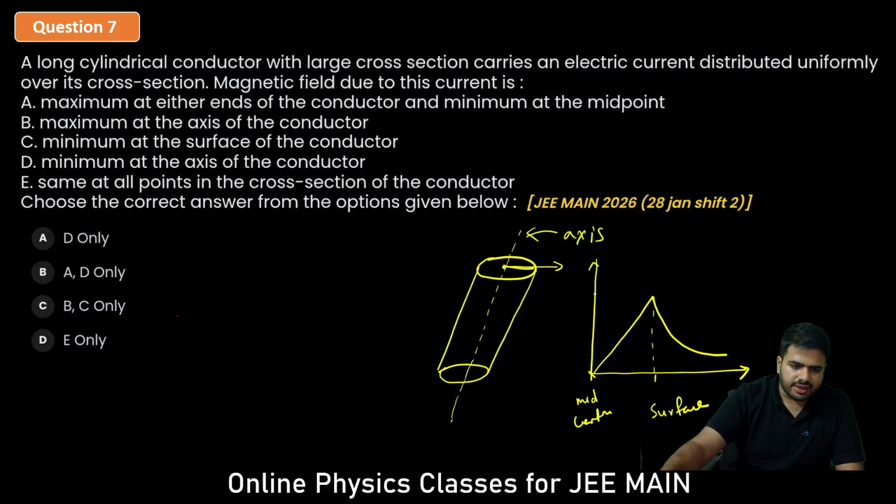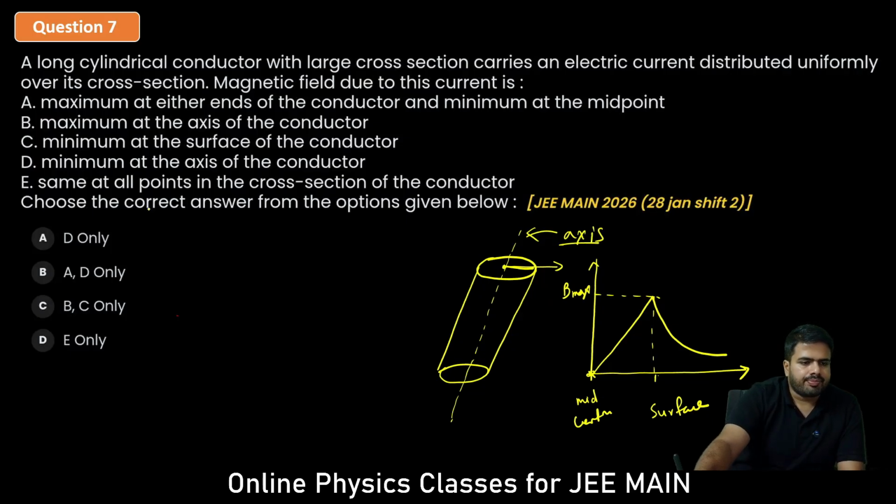So where are we getting the magnetic field maximum? We get the maximum at the surface, and the minimum magnetic field at the axis. If you see the options, the first option says maximum at either end. This is not correct. Maximum at the axis of the conductor is also incorrect; at the axis it is minimum or even zero. Minimum at the surface of the conductor is also not correct.